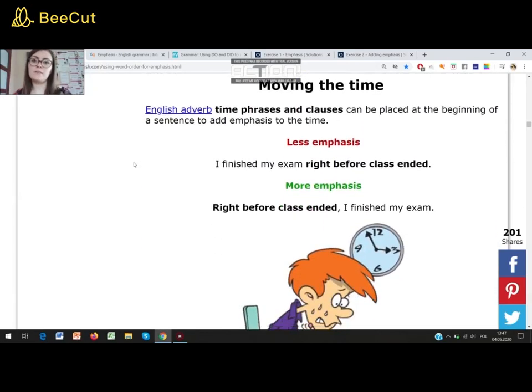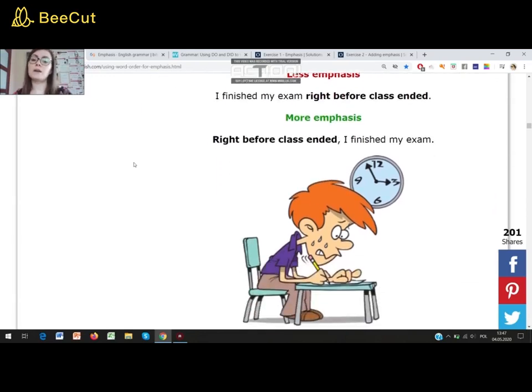Another way of using emphasis is moving the time. English adverbs, time phrases, and clauses can be placed at the beginning of a sentence to add emphasis to the time. We have two sentences here with less and more emphasis put in them. Less emphasis: I finished my exam right before class ended. But when you move it to the front of the sentence, we have: right before class ended, I finished my exam. And there is more emphasis put in the second sentence.